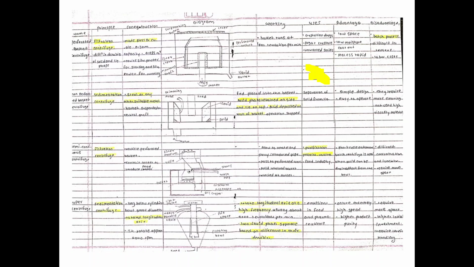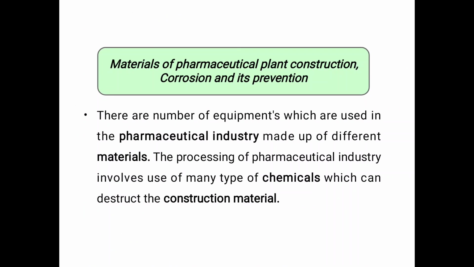Okay, this is all about centrifugation from the point of view of the GPAT examination. The next topic is materials of pharmaceutical plant construction, corrosion and its prevention. Many equipment items are used in the pharmaceutical industry, made from iron, steel, etc.